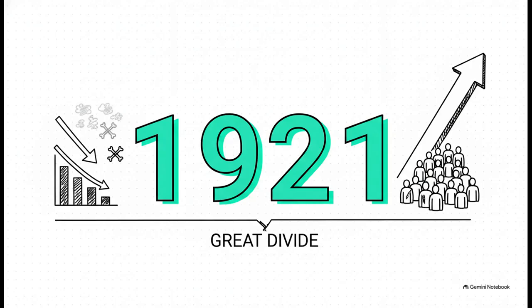See, before 1921, India was firmly stuck in stage 1 of that demographic transition. They were actually experiencing negative growth because of devastating epidemics like influenza, cholera, and the plague. But right after that Great Divide of 1921, the country saw a continuous, practically unstoppable increase in its population.